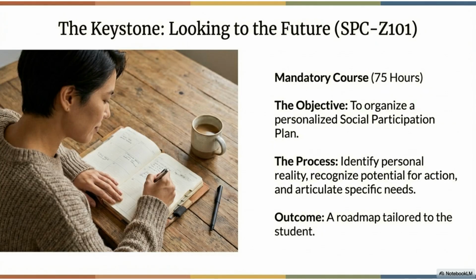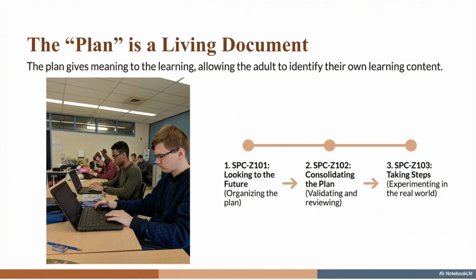The journey begins with looking to the future. This is a mandatory course where students identify their personal reality, recognize their potential, and articulate specific needs. The outcome is a personalized social participation plan tailored specifically to the student. The Social Participation Plan is a living document that guides all learning.